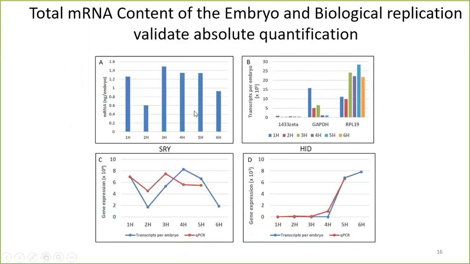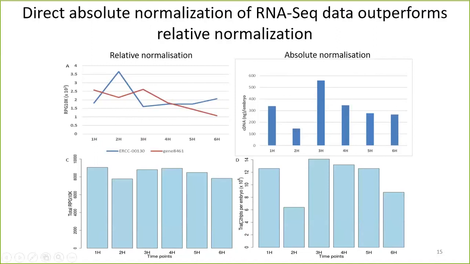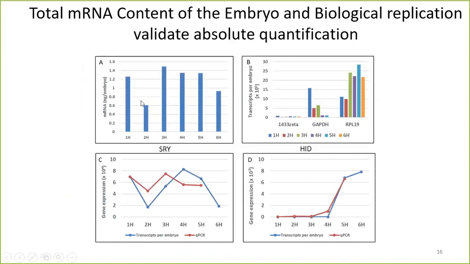Just what we did here in figure A is basically convert, let me just go back to this slide 15, just to show that this number of transcripts per embryo, we just mathematically convert them into nanograms per embryo. And what we report is that the amount of mRNA per embryo drops from about 1.2 nanograms per embryo to about 0.6 at the 2-hour time point, and then more than doubles to about 1.4 nanograms per embryo at the 3-hour time point, and then drops gradually until our sampling ends.